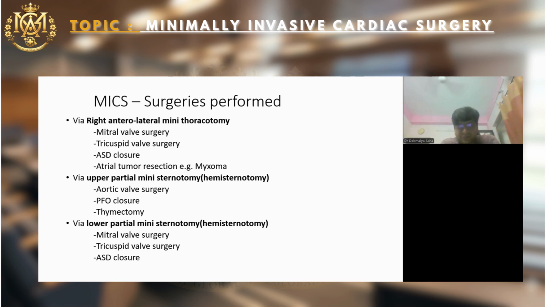Next is upper partial mini sternotomy, also known as hemisternotomy. We perform aortic valve surgery, AVR mainly, patent foramen ovale closure, and thymectomy via these approaches. Another approach is the lower hemisternotomy, where we can do mitral valve surgery, tricuspid surgery, and ASD closure. But mostly mitral valve and tricuspid valve surgery, ASD closure, and VSD closure are usually done via the right anterolateral minithoracotomy approaches.